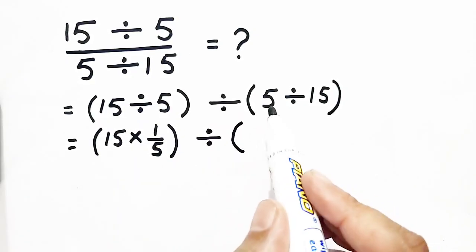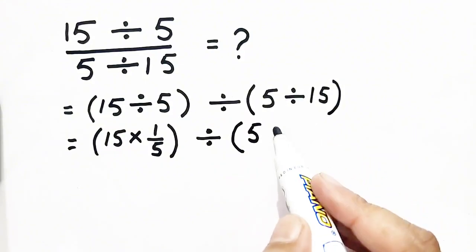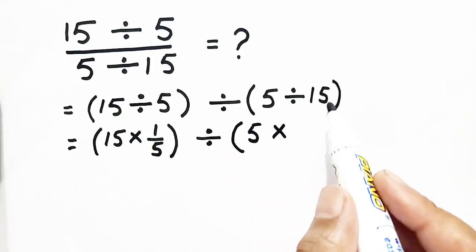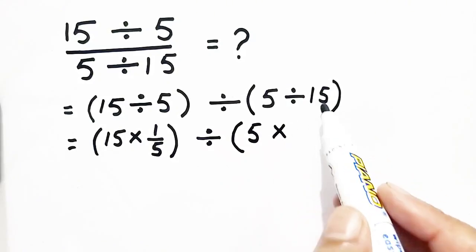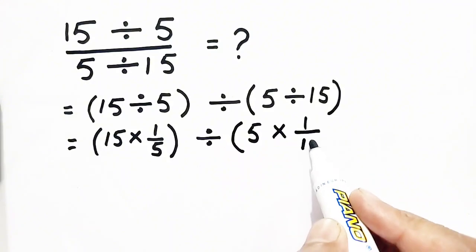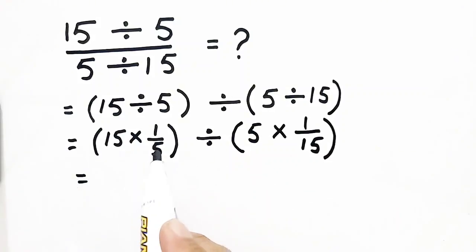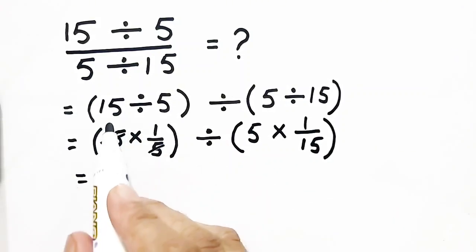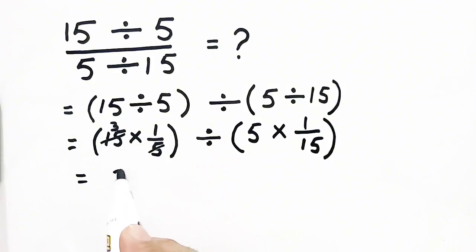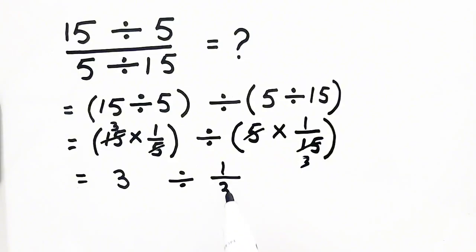Similarly, 5, keep it. It is changed into multiplication, and 15 is flipped over. It will be 1 over 15. So now it will be 3 multiplied by 1, 3, divided by 1 by 3.